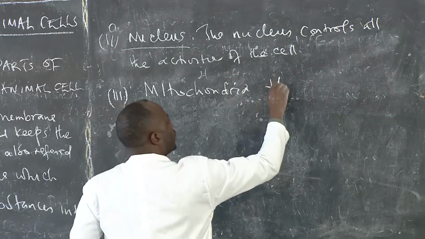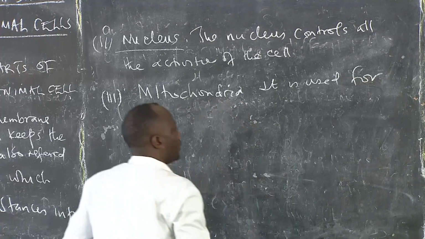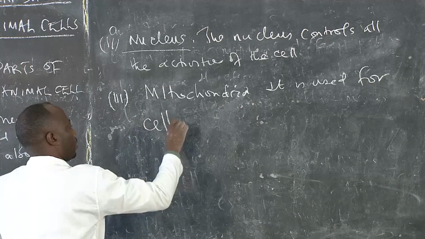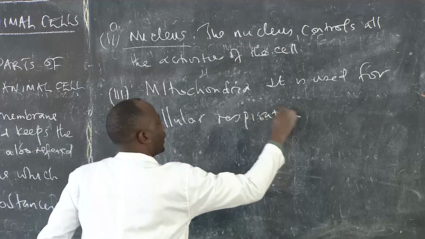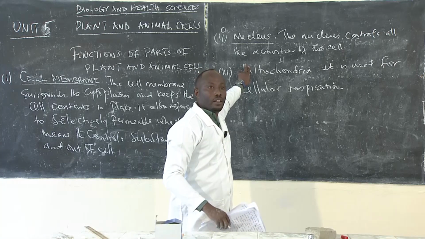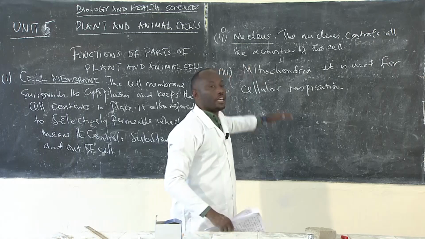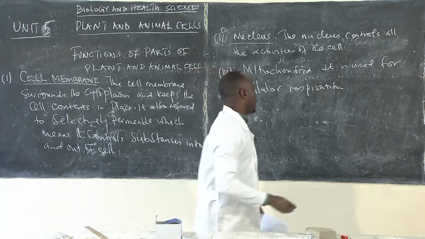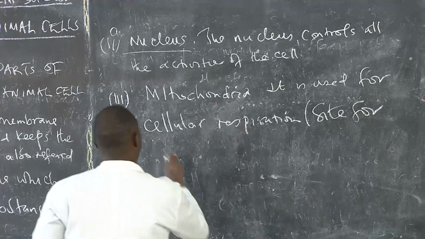Mitochondria is used for cellular respiration. In other words, as there are more mitochondria in the cell, more energy is going to be produced. That's why I say that mitochondria is a site for respiration. It is a site for respiration.